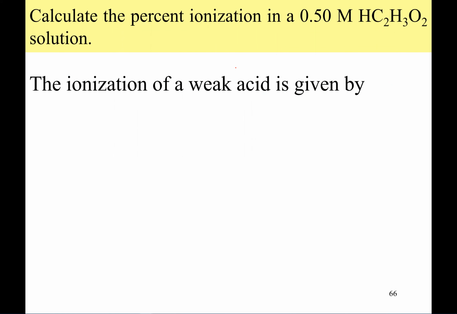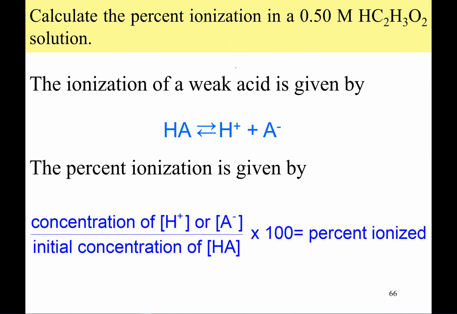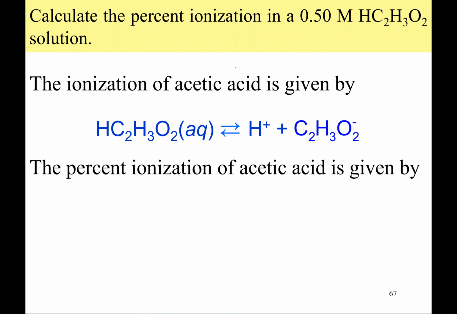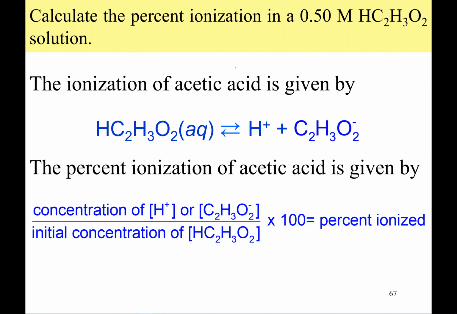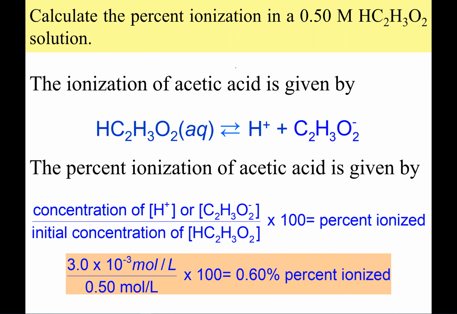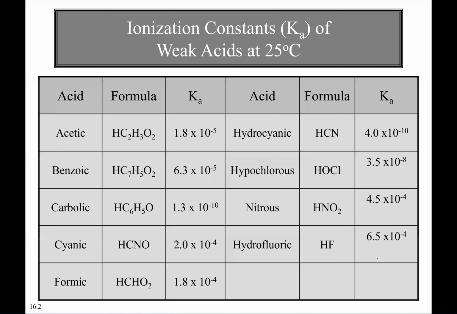Calculate the percent ionization in a 0.5 molar acetic acid solution. The ionization of a weak acid is given that way. Percent ionized is there. The ionization of acetic acid is given this way. Here, the concentration of H plus divided by the initial concentration, and you have 3 times 10 to the minus 3 divided by 0.5 molar, so it's 0.6% ionized. This shows why it's a weak electrolyte. And here are some ionization constants of weak acids.